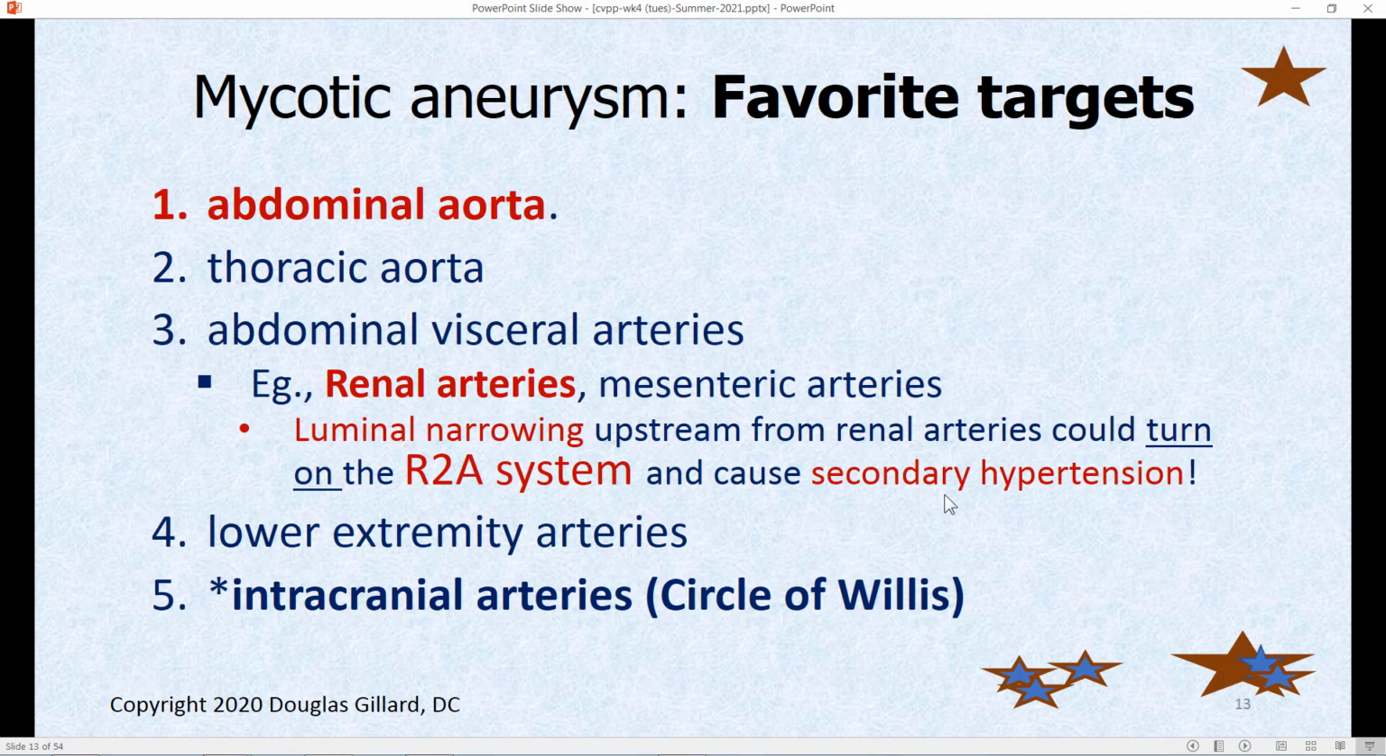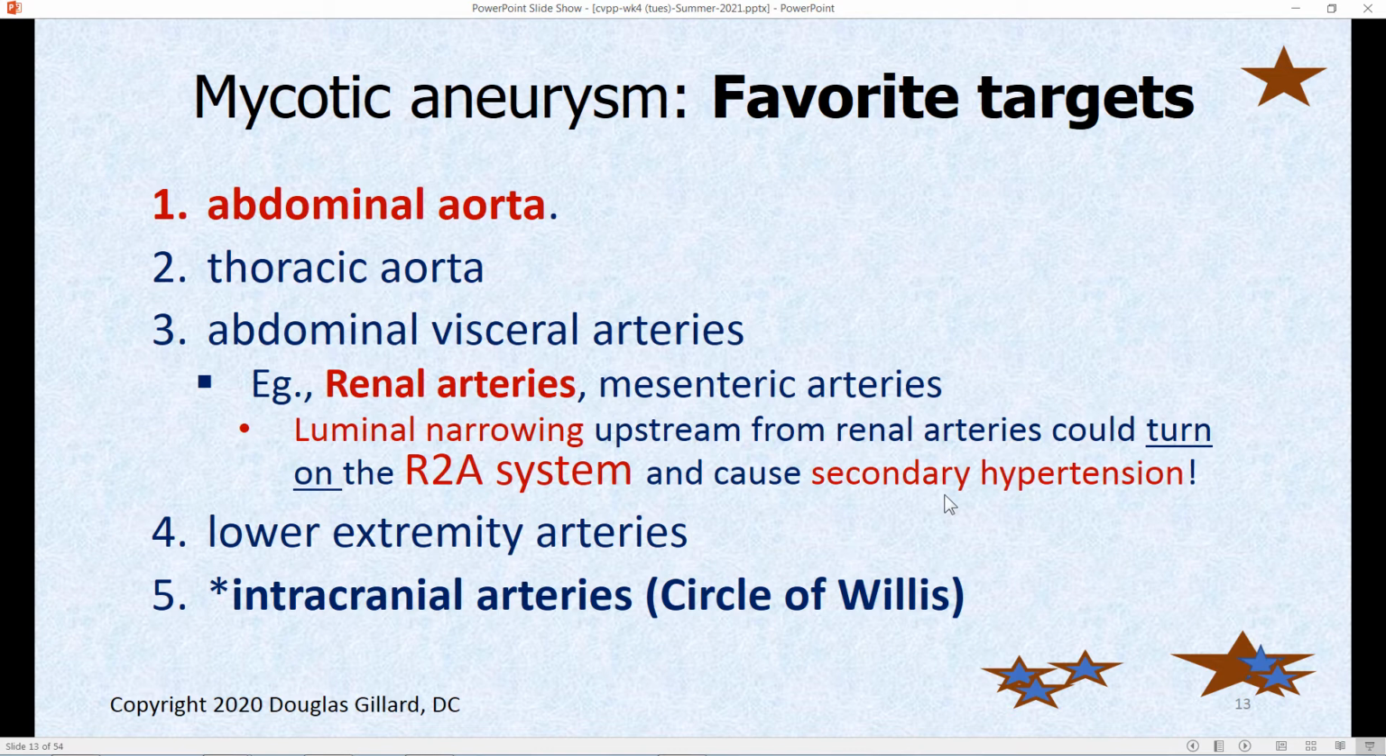Where's the favorite target? Where does it like to strike? Loves the abdominal aorta. That's the favorite place. I don't know if you've seen these in the cadaver lab. I haven't done those labs in a while. But we used to have several cadavers with abdominal aortic aneurysms. So they're very common. Thoracic aorta, they can occur, not as common as the abdominal aorta, at least in my experience.